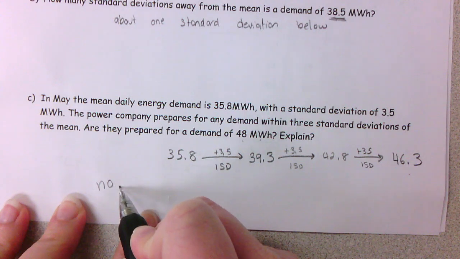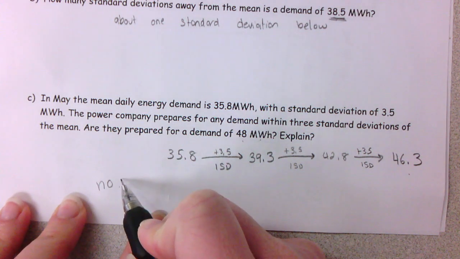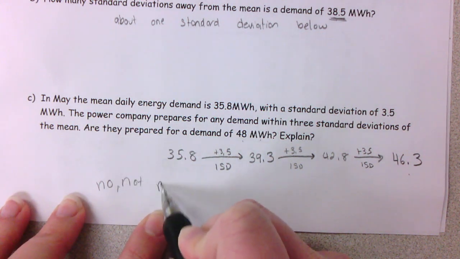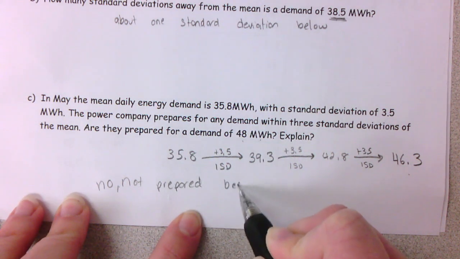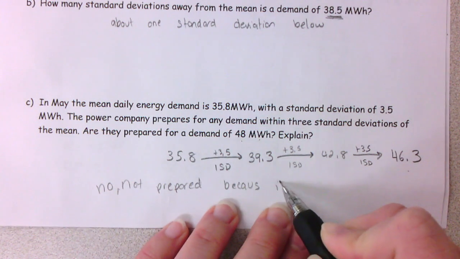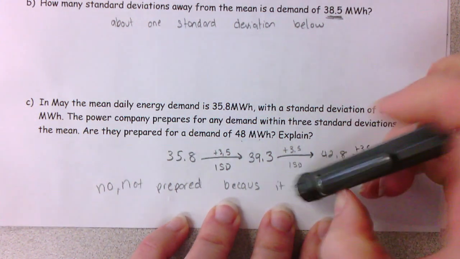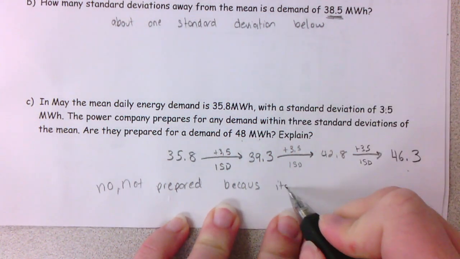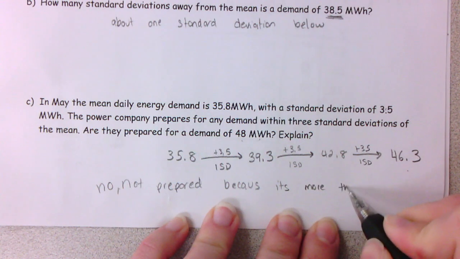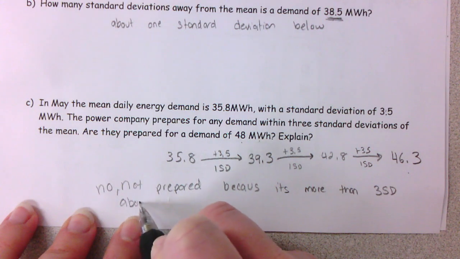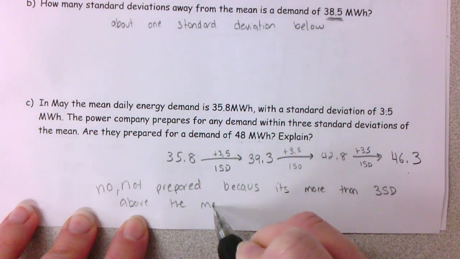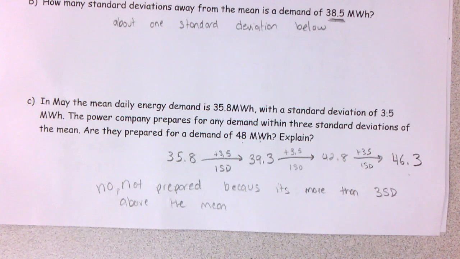So if someone wants to use 48 megawatts, they are not prepared for that. Okay, so no, not prepared, because it's more than 3 standard deviations away. Or we can say it's more than 3 standard deviations above the mean. So they would not be ready for that. Okay.